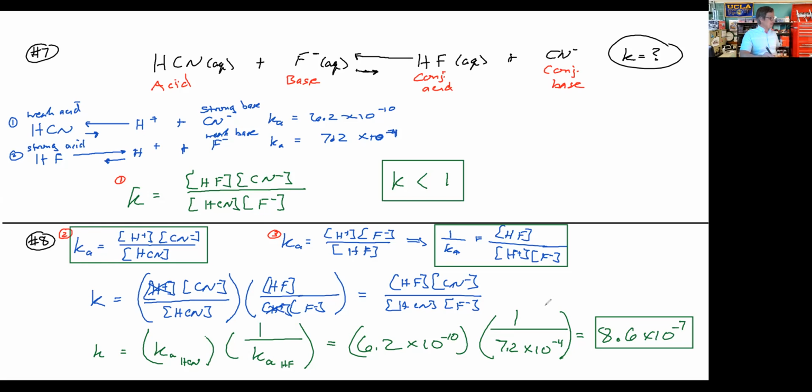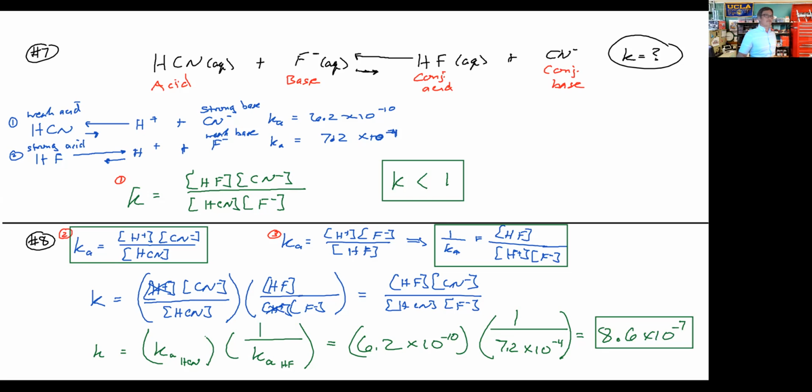It looks very difficult on the surface because we're trying to find a numerical value for this equilibrium reaction here, and yet we're not given any concentration value. Okay? We don't need it, as long as you understand what these Ka values should represent. All right, very good, you guys, very good.